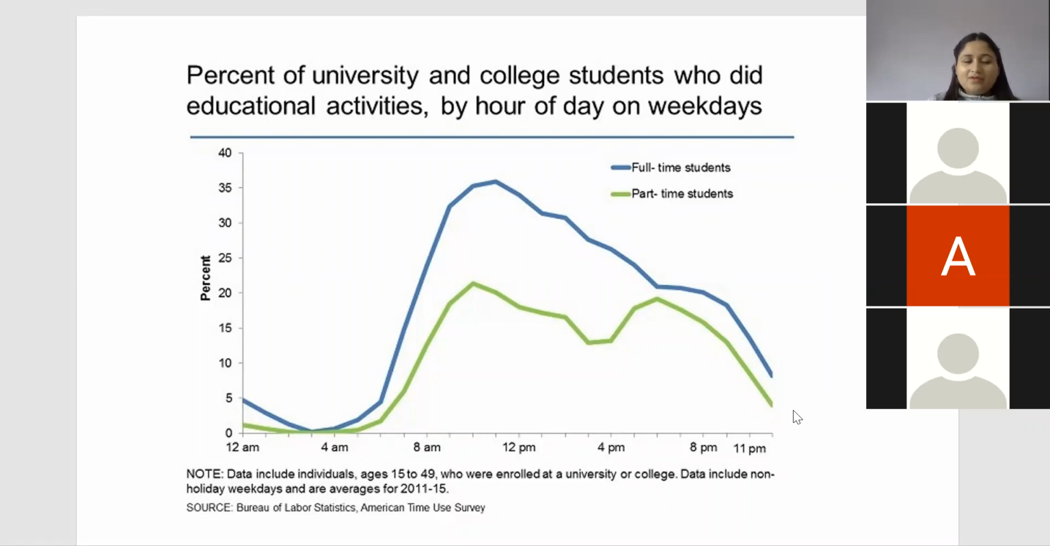There is an interesting image in front of me. Let me have a closer look at the given random picture. After having a closer look, I can see a line graph which gives information about percent of university and college students who did educational activities by hour of day on weekdays. The data is calculated in percentages and time is given from 12 a.m. to 11 p.m. The full-time students and part-time students are color-coded with blue and green. The data includes individuals ages 15 to 49 who were enrolled at a university or college. That includes non-holiday weekdays and is an average for 2011 to 15. The source of this line graph is the Bureau of Labor Statistics American Time Use Survey. This picture is very informative and knowledgeable for me.